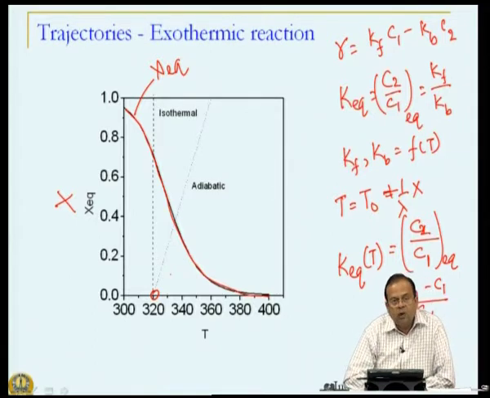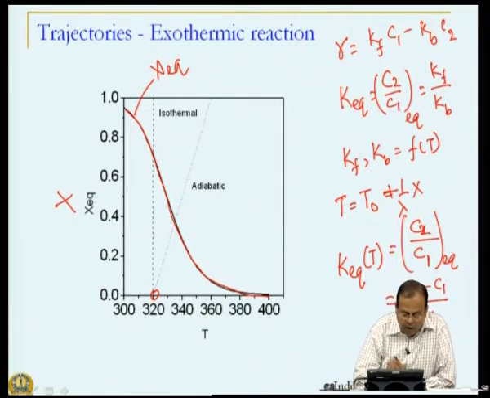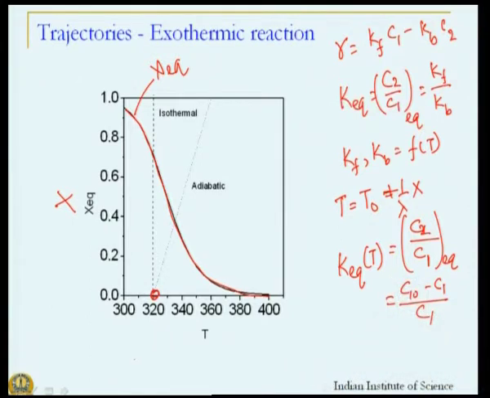Now, what happens when you have an isothermal operation? When you have isothermal operation, temperature is constant. So, this is my isothermal operation. In an isothermal operation, my conversion will keep on increasing till I reach the equilibrium limit, and that is the maximum conversion I will get.